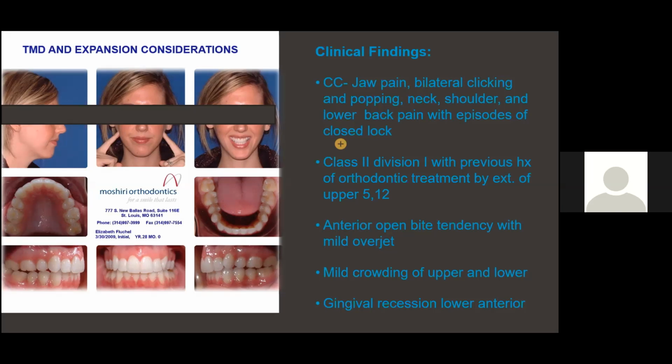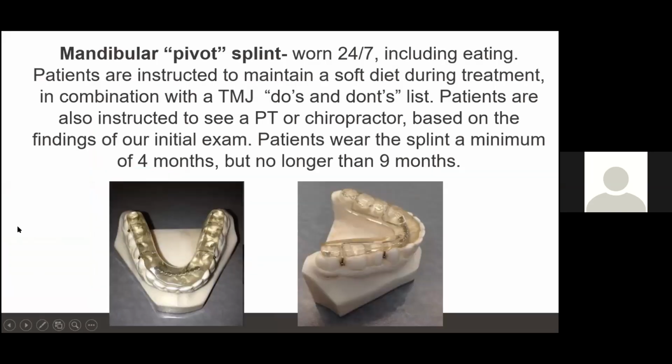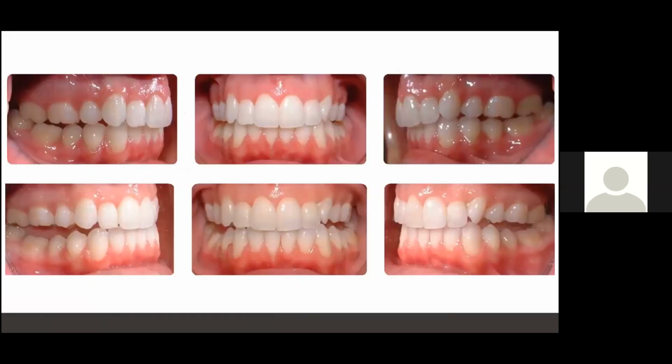So this was the case I was referring to, and I apologize again for the technical difficulties. We should be back up and running here, where this patient, again, is pointing to her jaw joints and was a TM joint patient, as I mentioned. And with regards to the splint here, I'm going to show you a picture of it upcoming. So this is the splint that we use for our joint patients. That, again, is called a pivot splint, worn 24/7, including eating, combined with physical medicine. That's the patient post-splint therapy.